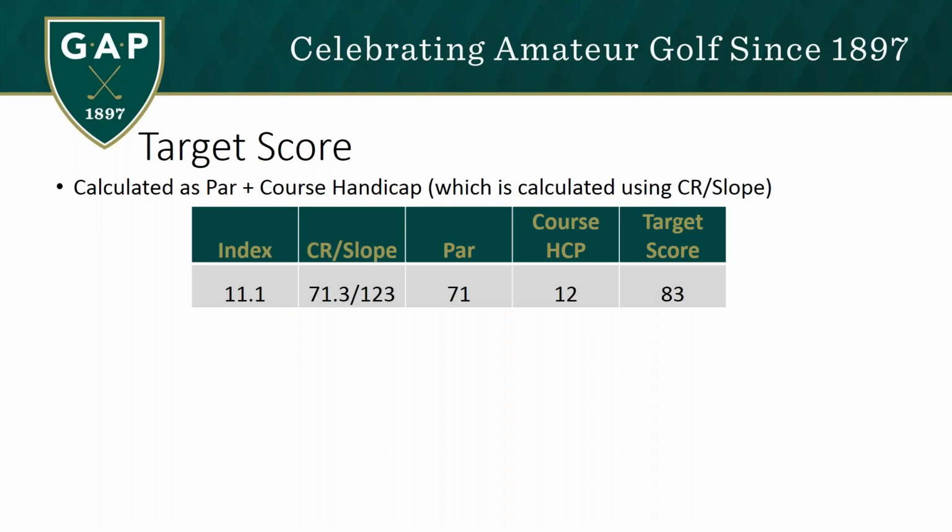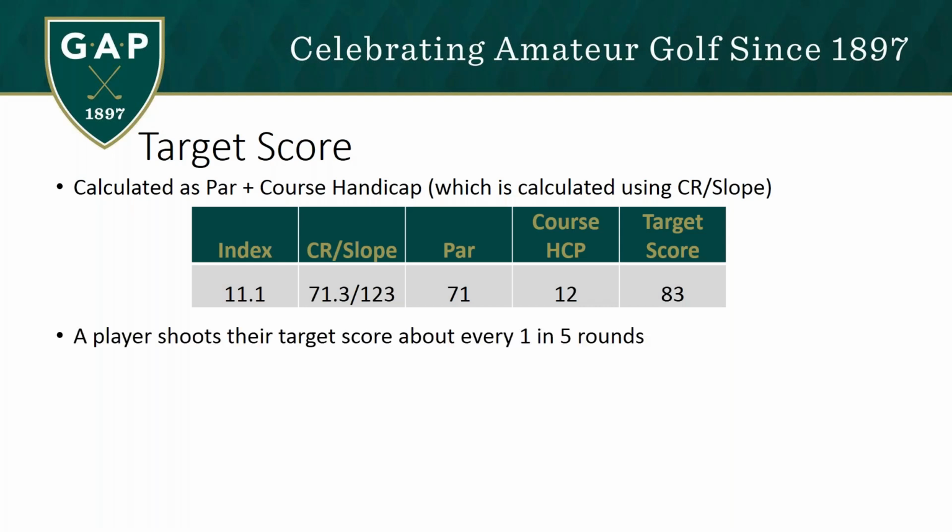A player has an index of 11.1. They play a course with a rating of 71.3, slope of 123, and par of 71. That equates to a course handicap of 12. We do have a webinar on Friday of this week that will address exactly how course handicap is calculated in the new World Handicap System, but it comes out to 12 in this example. We add par back to that. The player's target score is 83.